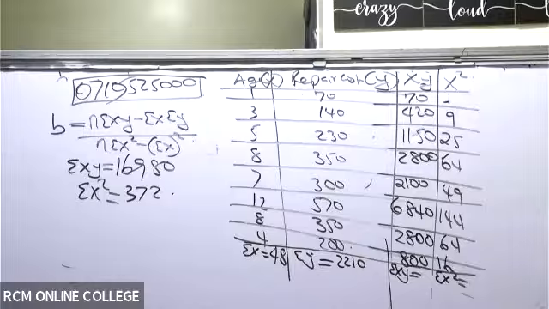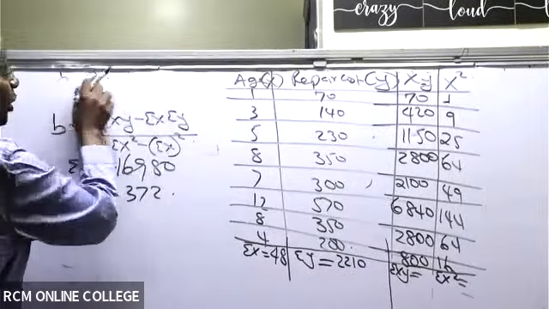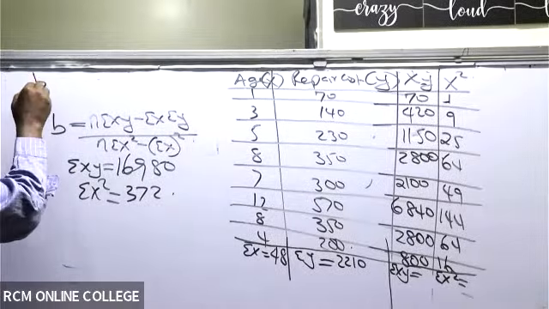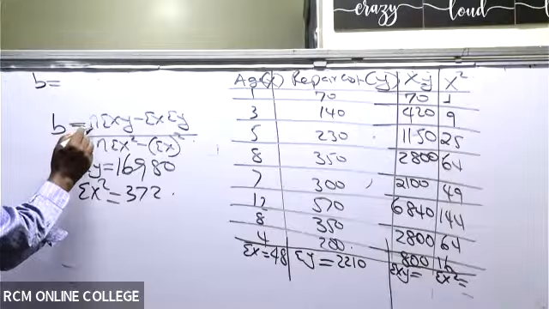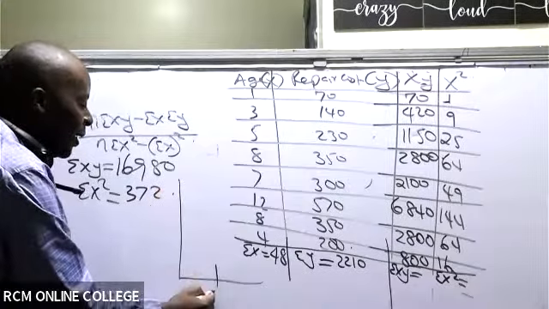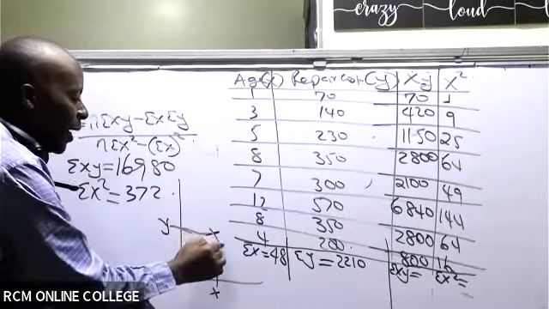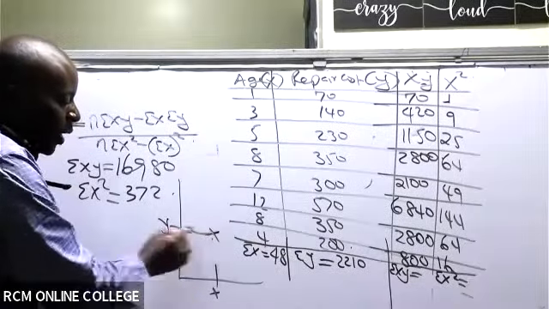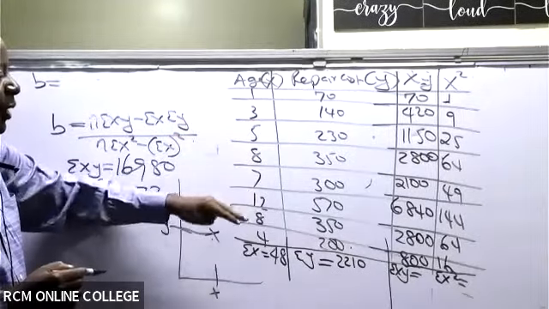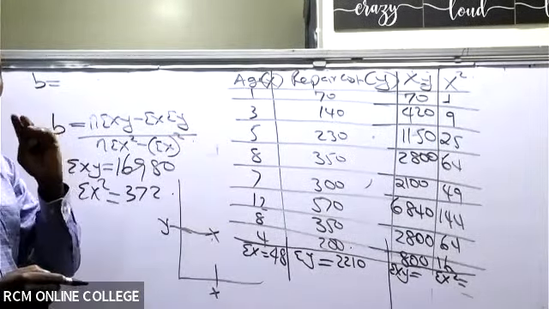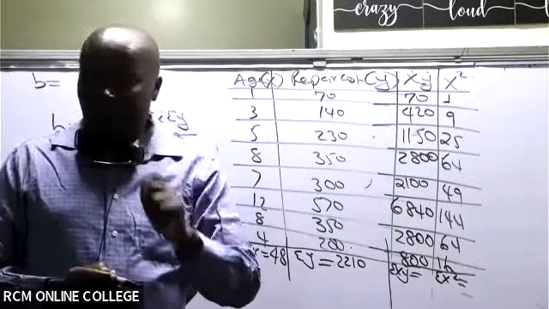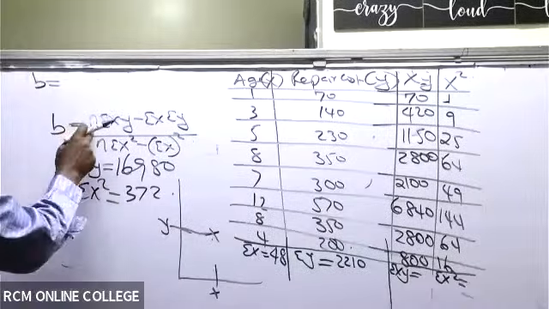So then please go ahead and do proper substitution here. Give me the value of b. To get b, I have n, the number of data points. Remember, a data point on a Cartesian plane is normally defined by x and y. Like now, this is data point 1, 2, 3, 4, 5, 6, 7, 8. So our n is 8. I'm plugging in here.